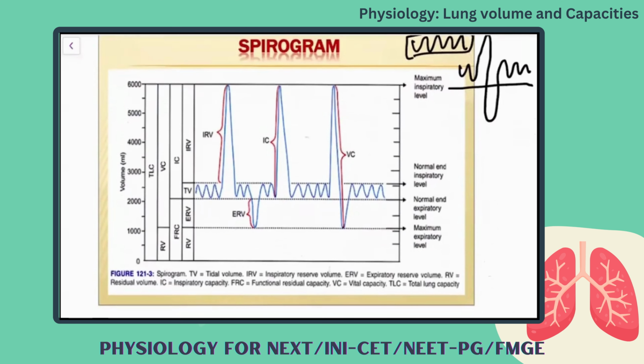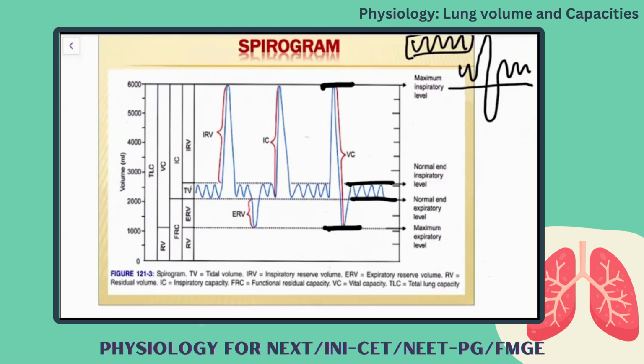So now, what is this limit? This is the limit mentioning normal breathing. And this is the limit mentioning forced breathing. Okay, clear?